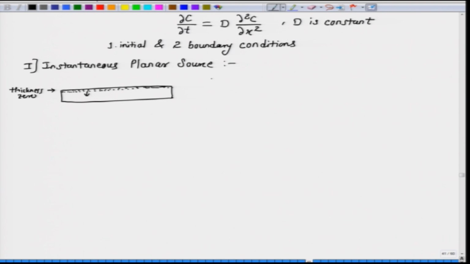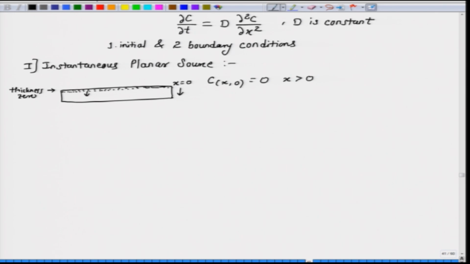Right. So, our initial condition becomes concentration at any x at t equal to 0 is 0 for all x greater than 0. So, in this case our x equal to 0 is on the surface and the x is increasing with the depth, right, downwards.